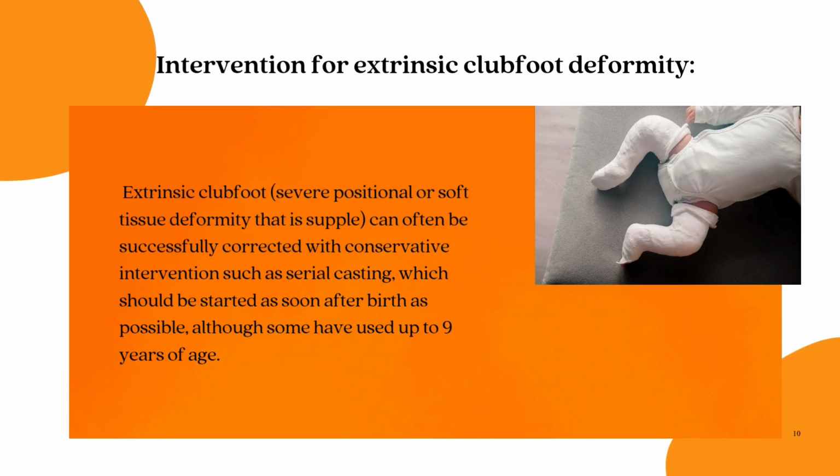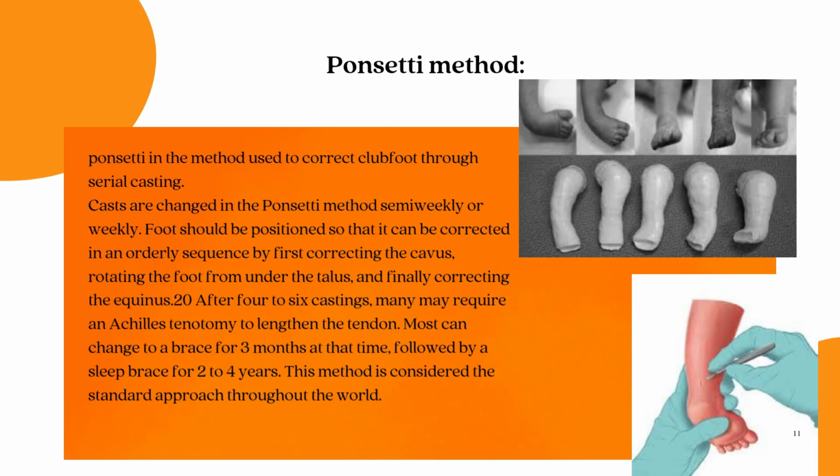Intervention for extrinsic clubfoot deformity. Extrinsic clubfoot, a severe positional or soft tissue deformity that is supple, can often be successfully corrected with conservative interventions such as serial casting, which should be started as soon after birth as possible, although some have used it up to 9 years of age.